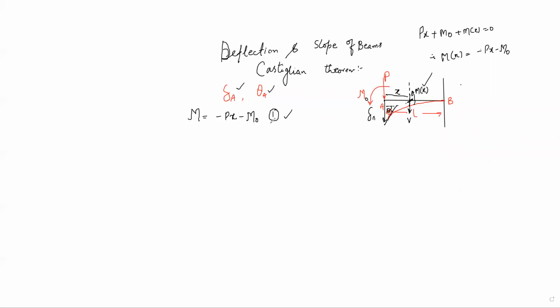Now after calculating the moment, calculate the total strain energy. The total strain energy of the beam is given as the integral going from 0 to L of M square dx divided by 2 times EI. In place of M, you have to write this entire expression. This will become 1 by 2 times EI, integral going from 0 to L, of minus Px minus M naught whole square dx. That will come out to be equal to, this is P square L cube.